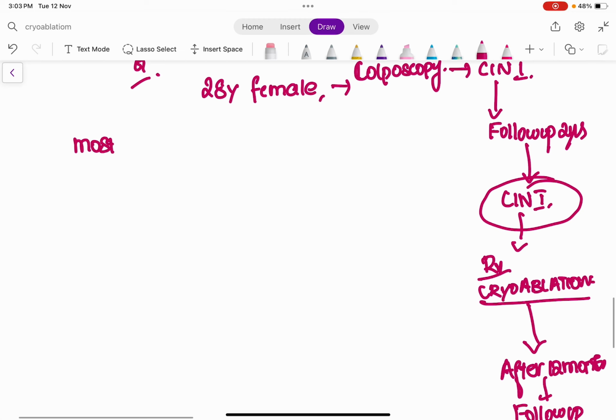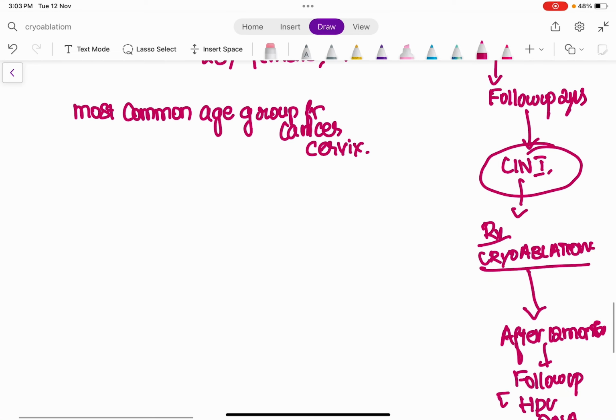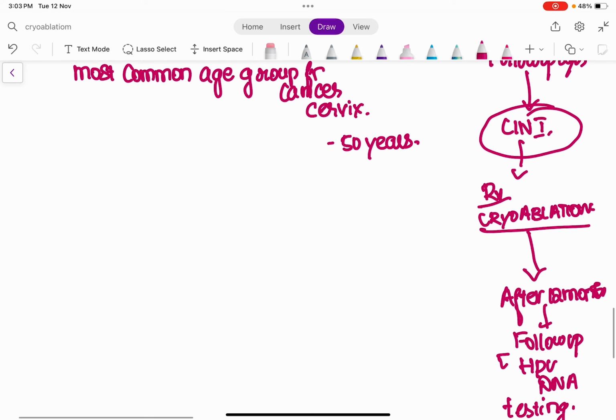And the most important question is, which is the most common age group for cancer cervix? The most common age group for cancer cervix is, the median age is 50 years. Right? The median age is 50 years.